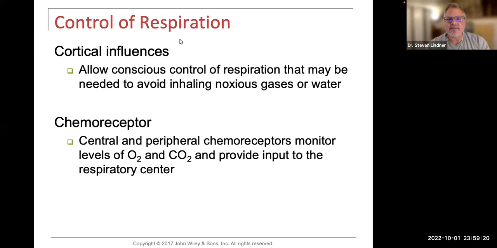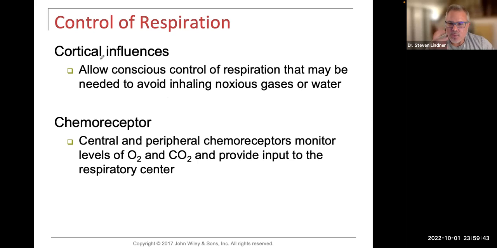Let's take a look at the control of respiration. There are going to be cortical influences, which is like neurological control, and then there's chemoreceptors. So, cortical influences allow conscious control of respiration that may be needed to avoid inhaling noxious gases or water.